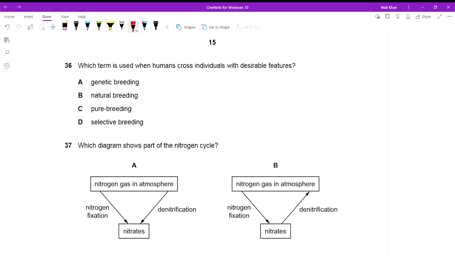Next is question 36. Which term is used when humans cross individuals with desirable features? So humans cross individuals with desirable features. So it is genetic breeding, no. Natural breeding, no. Pure breeding, no. It is selective breeding. So you have a selection. You have to select the individual with desirable feature.